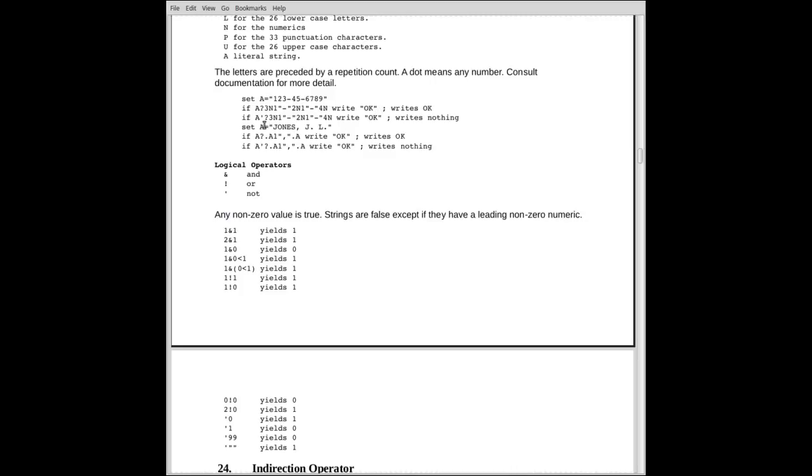The not pattern, which is just the not sign or the single quote in front, wouldn't write anything because that's not true. We also have the dot operator. If the variable contains Jones, comma, J period, L period, we could ask: does it consist of some number of alphabetics followed by one comma, followed by some number of alphabetics? The dot means zero or more, and there's the inverse of that.